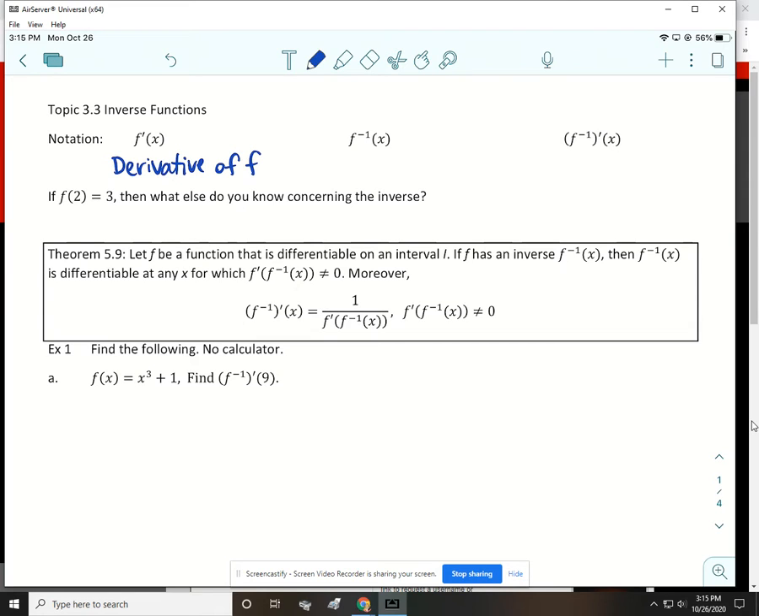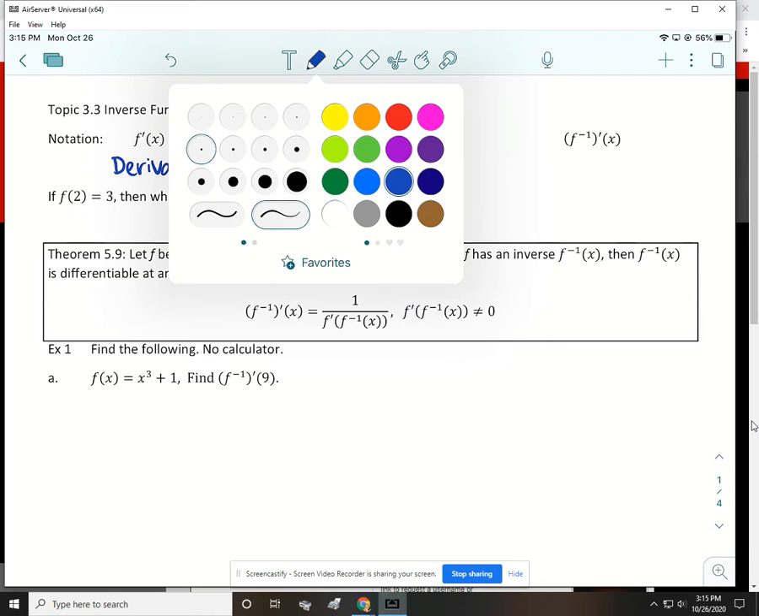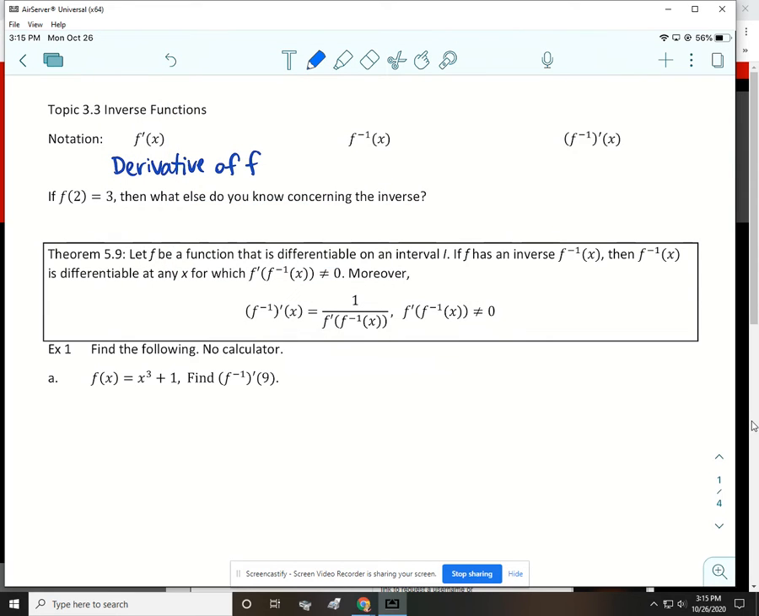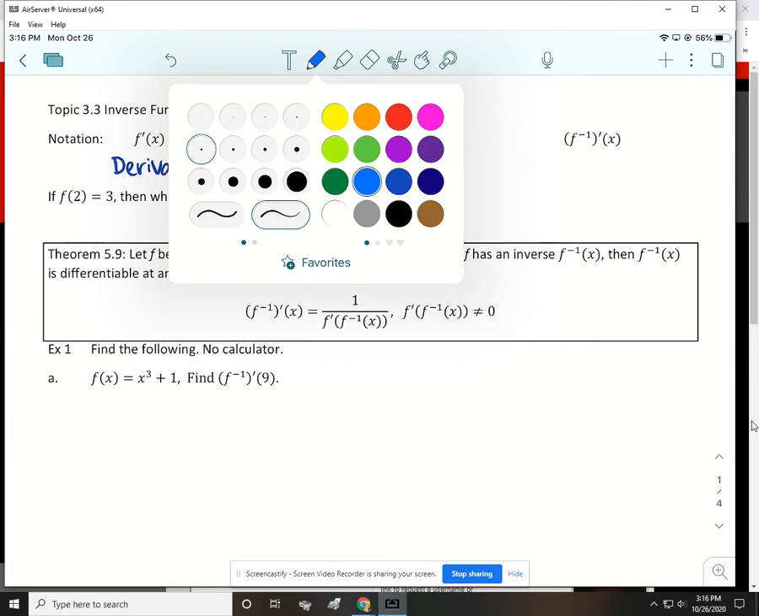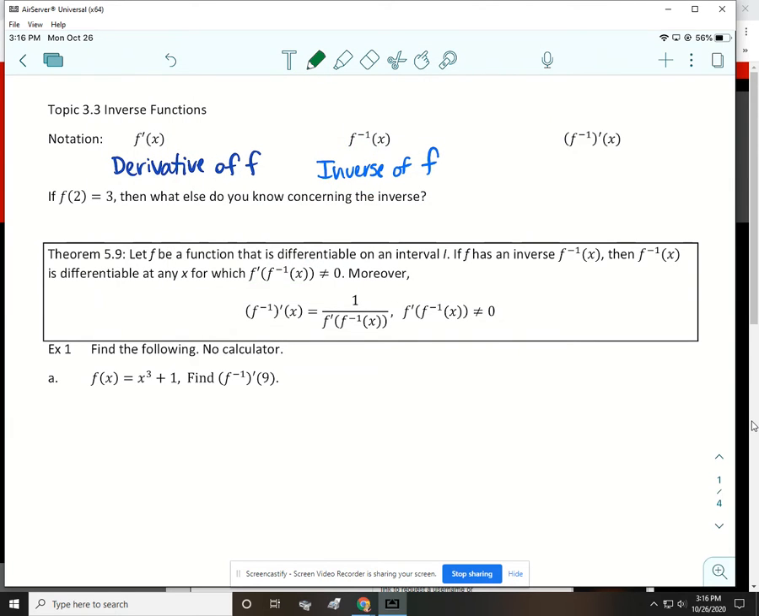All right, and then this second notation means the inverse of f. And then this third notation means the derivative of the inverse of f. And that is what we're going to be finding today, the derivative of the inverse of f.